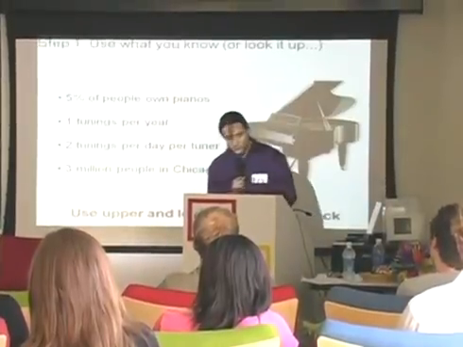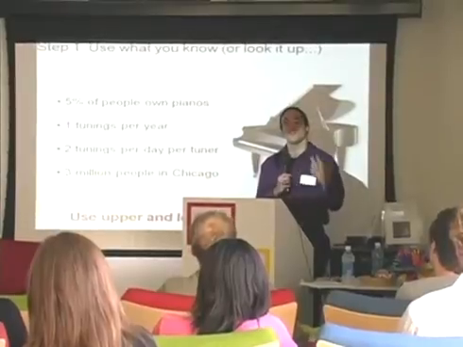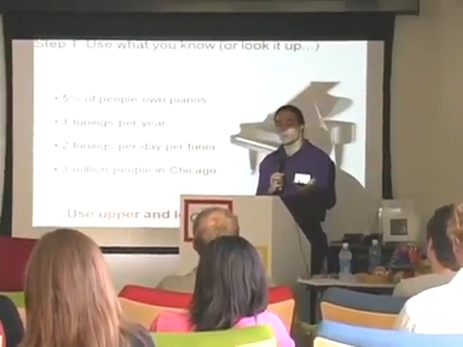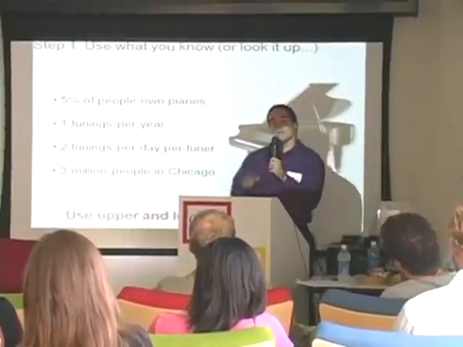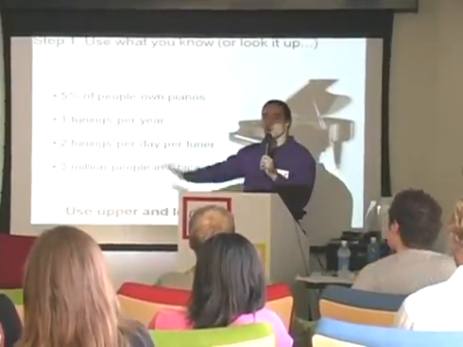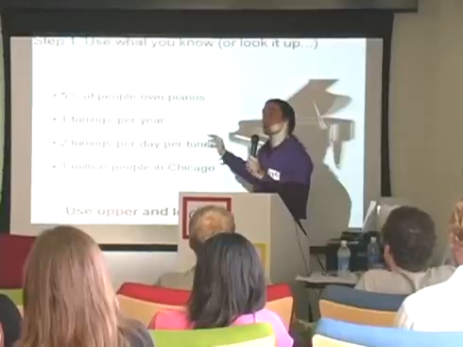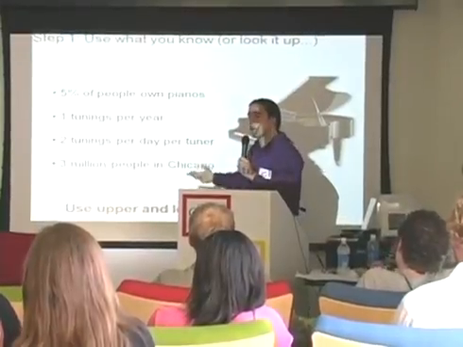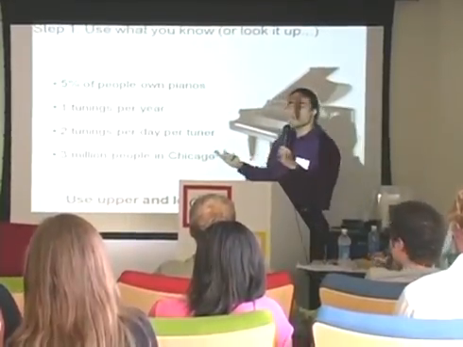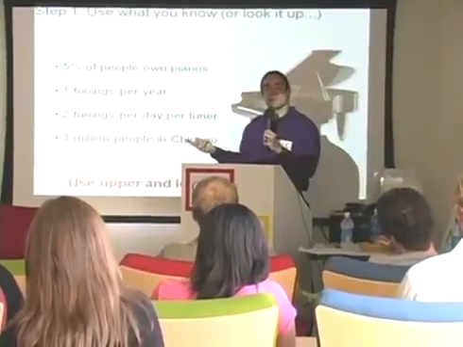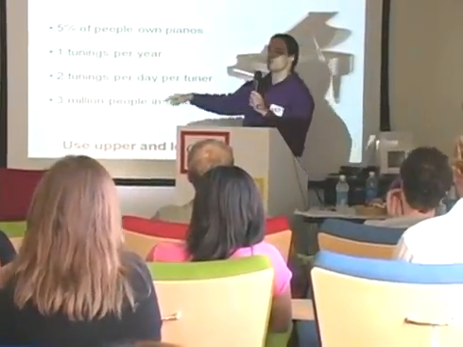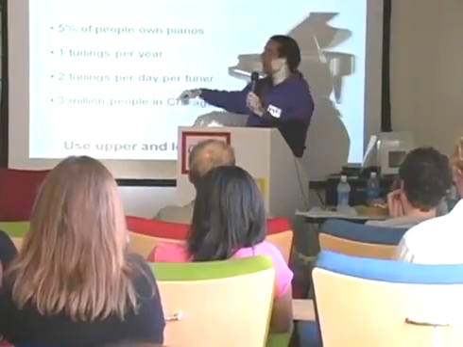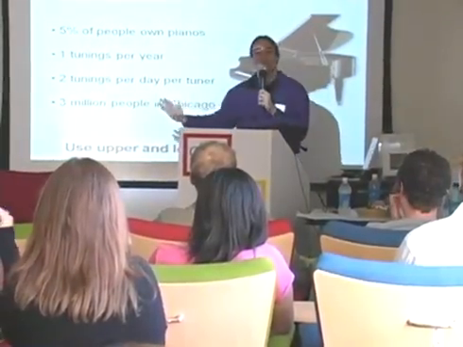So the first step in this process is to use what you know or look up what you don't know. I can't figure out offhand just how many piano tuners are in Chicago. But I know roughly 5% of my friends, like 1 out of 20, own a piano. If I go down my Facebook page, I say, well, this person's musical, this one's not, this one's not, this one's not. And 5% seems like a reasonable number.